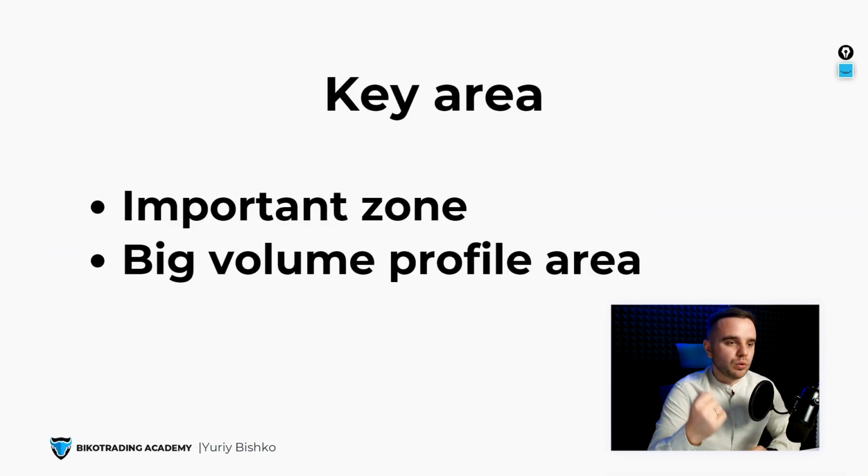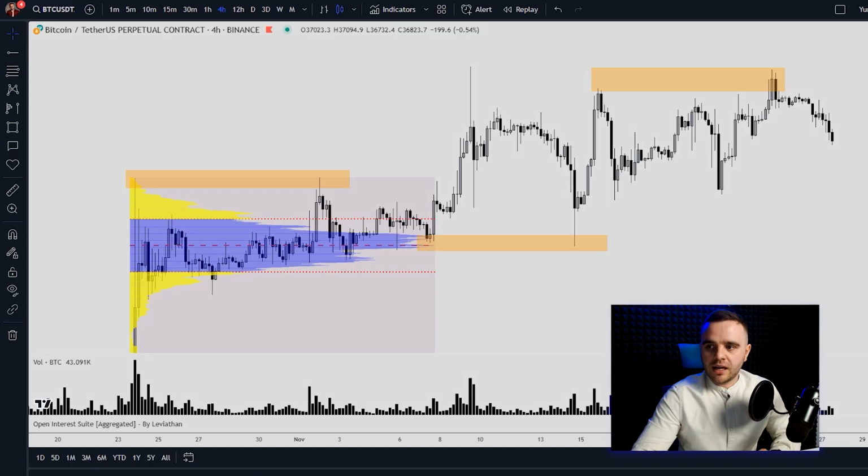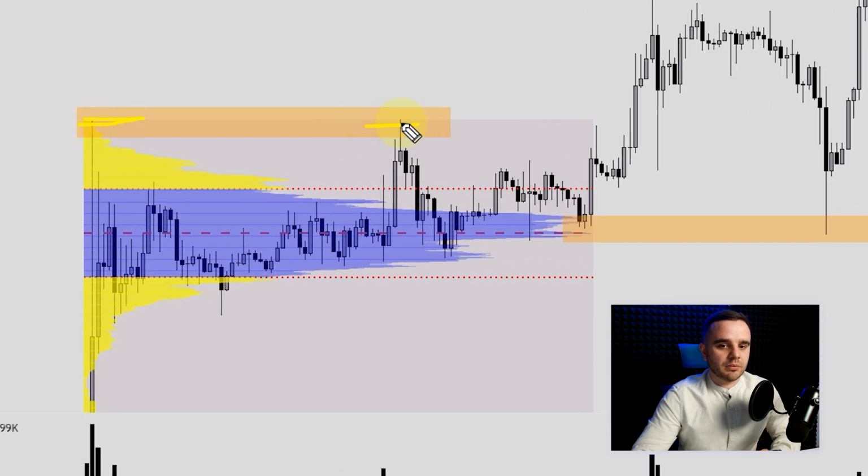Second, big volume profile area. Let me show you an example. Let's cover this example on BTC. For example, this key level is a key area. Like this previous high, it is a key area because you can see price did a significant bounce.